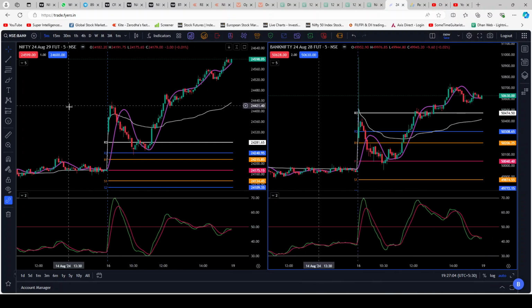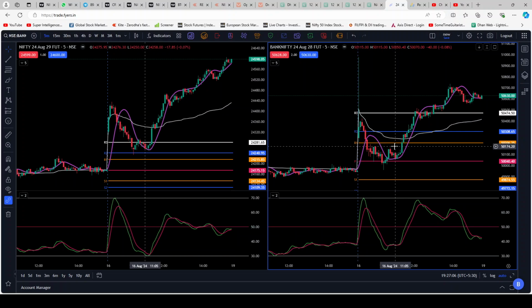On the screen, left-hand side has been Nifty. On right-hand side, Bank Nifty. I'm using futures because VWAP does not work on spot chart for some reason on many platforms. So if you want to use VWAP, you'll need to use the futures chart.